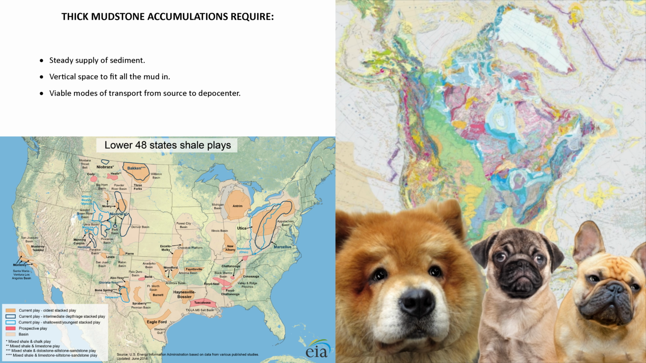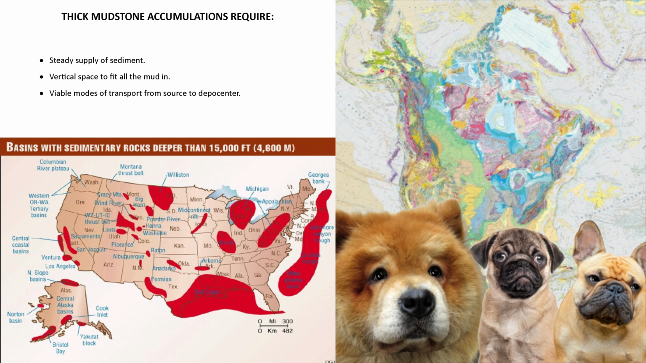Conclusion. Thick deposits of mudstone require much thicker deposits of mud, and thick accumulations of mud require a couple of things: steady supply of sediment, vertical space to fit all the mud in, and modes of transport from source to depocenter. That's a new word. We learned a few minutes ago that thick sequences of sediments, including mud, require space to fill. How do we get thick mud that gets lithified into thick mudstone? How are the sediments drawn down into Earth to reach the temperatures and pressures needed so they get lithified?